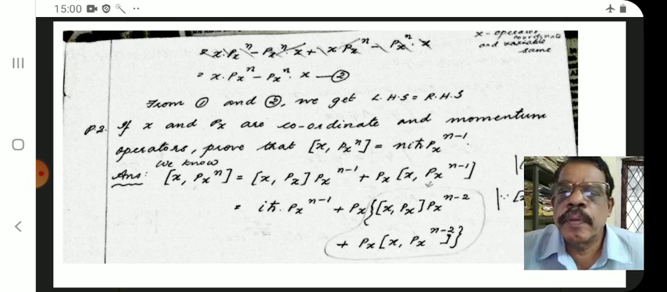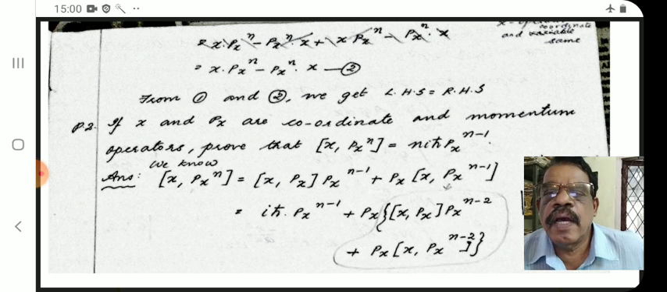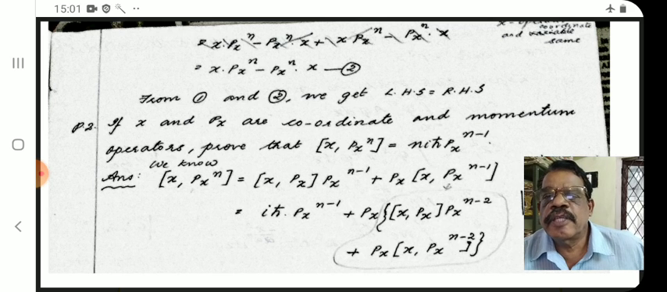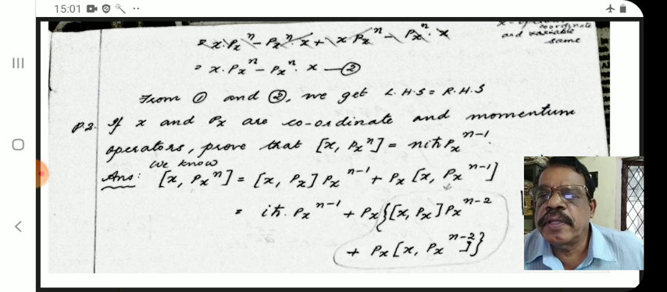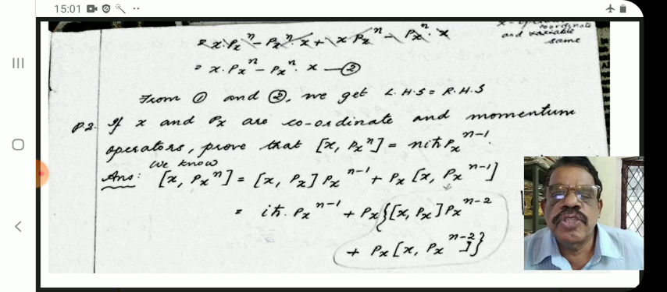Problem 2. If x and px are coordinate and momentum operators, x is a coordinate operator and px is a momentum operator. If x and px are coordinate and momentum operators, prove that [x, px^n] is equal to n iħ px^(n-1). That we have to prove.